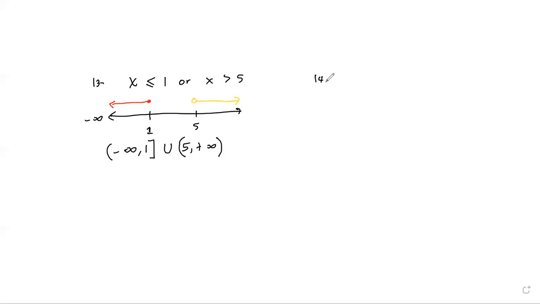Now, if we have, let's say, x is less than or equal to 5, or x is greater than or equal to 1. So for this particular inequality, we plot 1 first, and then 5 is to its right. X is less than or equal to 5 means that we start at 5 and we consider everything to its left. And then x is greater than or equal to 1 means that 1 is included and everything to its right.